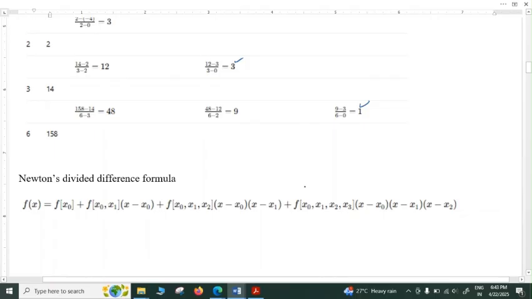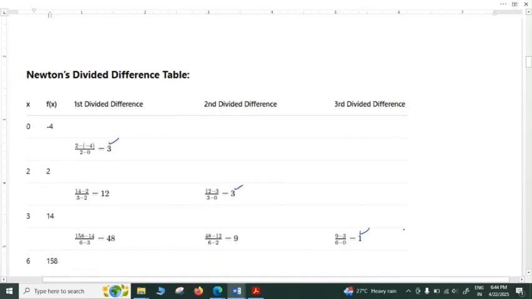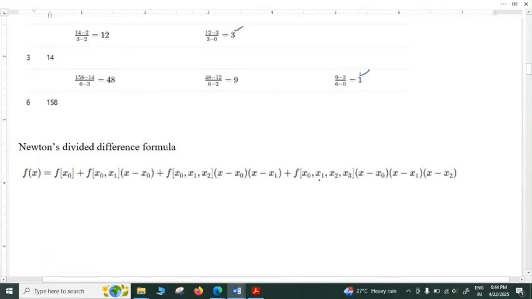f of x naught plus f of x naught x1 times (x minus x naught) plus f of x naught x1 x2 times (x minus x naught)(x minus x1) plus f of x naught x1 x2 x3 times (x minus x naught)(x minus x1)(x minus x2). As you can see, they have given only the interval till 3, so we can only find the third difference. Therefore we take only this difference, students.